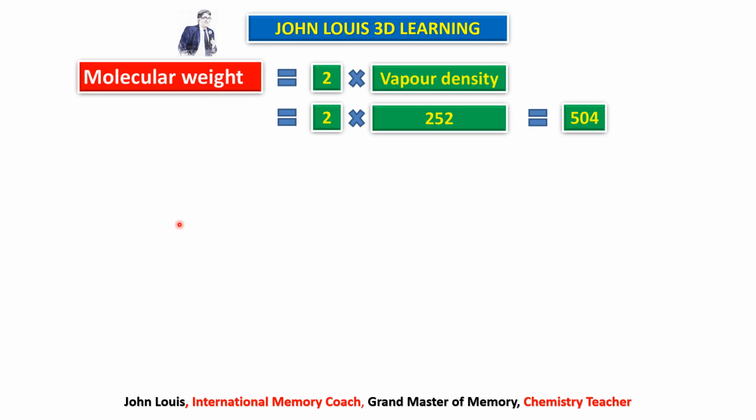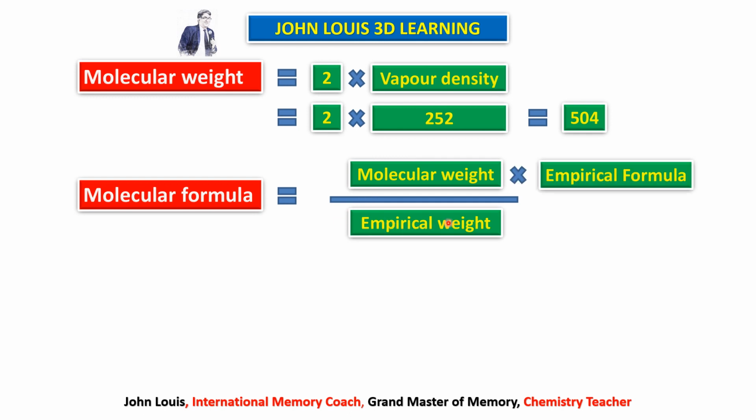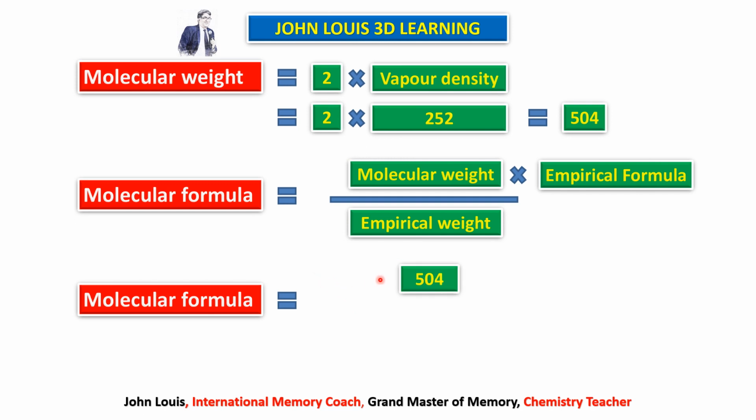What is the next formula we know? Molecular formula is equal to molecular weight divided by empirical weight into empirical formula. What is the molecular weight? 504. What is the empirical weight? 252. We calculated it already on the previous page. Therefore substitute here. Molecular weight is 504, empirical weight is 252, into empirical formula CBr3.